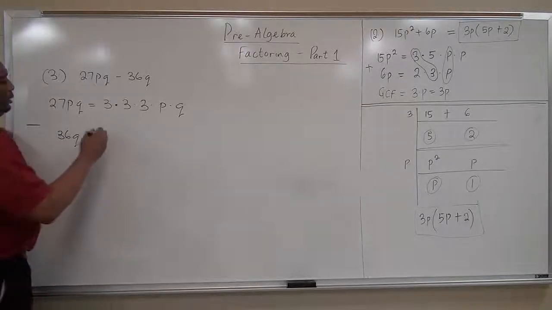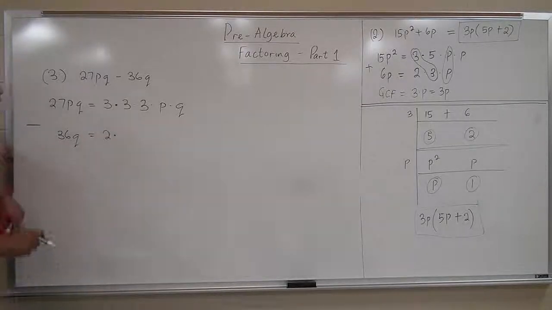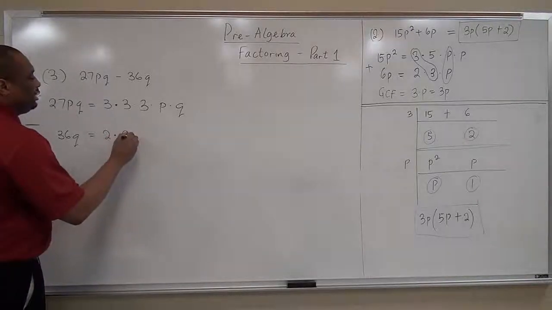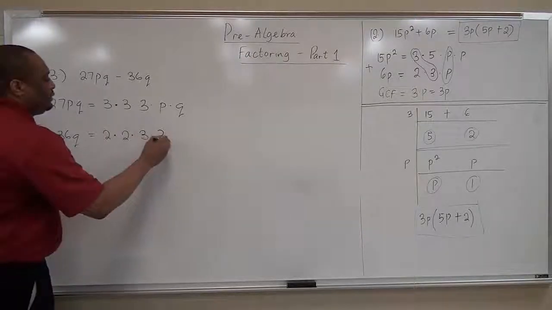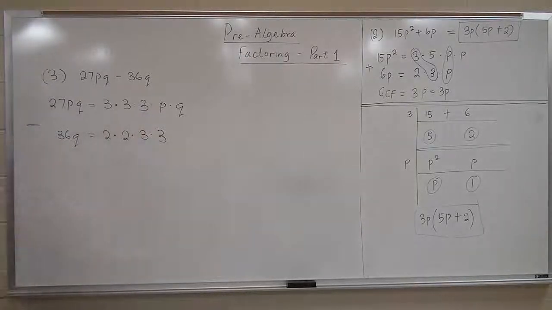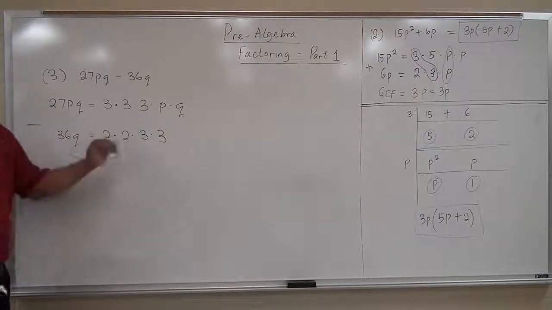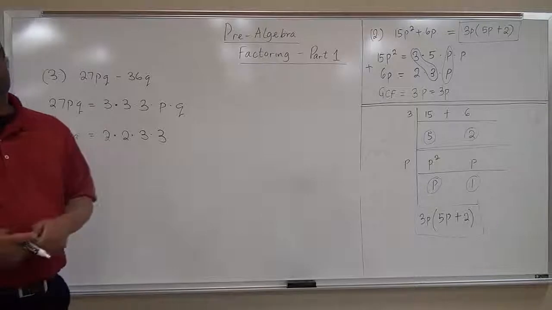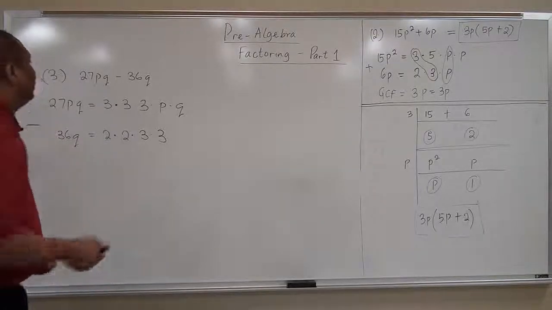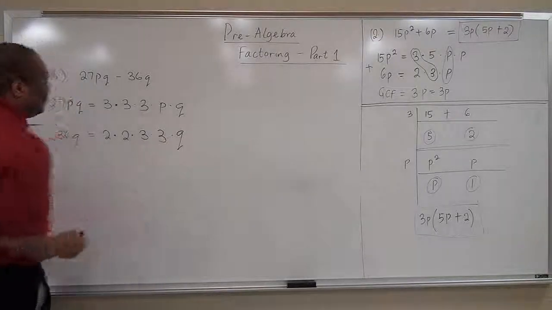36Q will be, you start with 2. 36 divided by 2, 18. 18 can still be divided by 2, gives you 9. 9 can be divided by 3 and gives you 3, right? 2 times 2, 4, times 3, 12, times 3, 36. You might want to multiply it to make sure that you got it right. You might want to do that, okay? Then times Q, times Q.